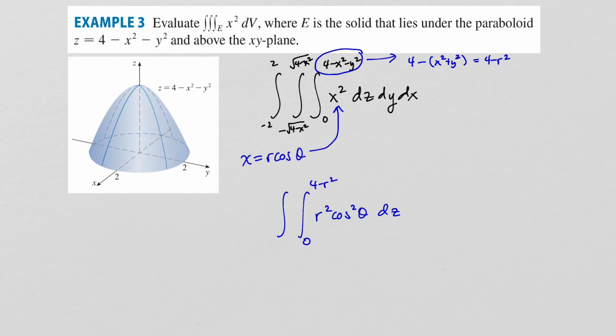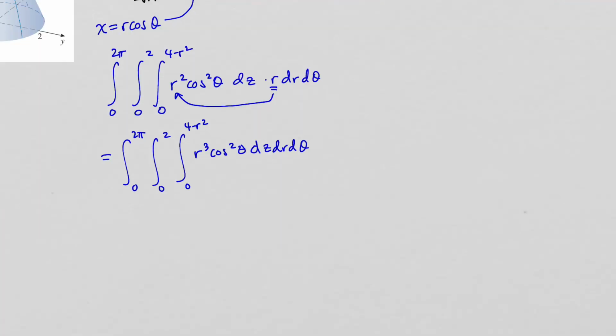And then dy dx gets replaced with r dr d theta. r is going to go from 0 to 2, and theta goes from 0 to 2 pi. Now, of course, when we do this, we need to put this r over here. And so that's going to give us this, and then we are going to integrate with respect to z.